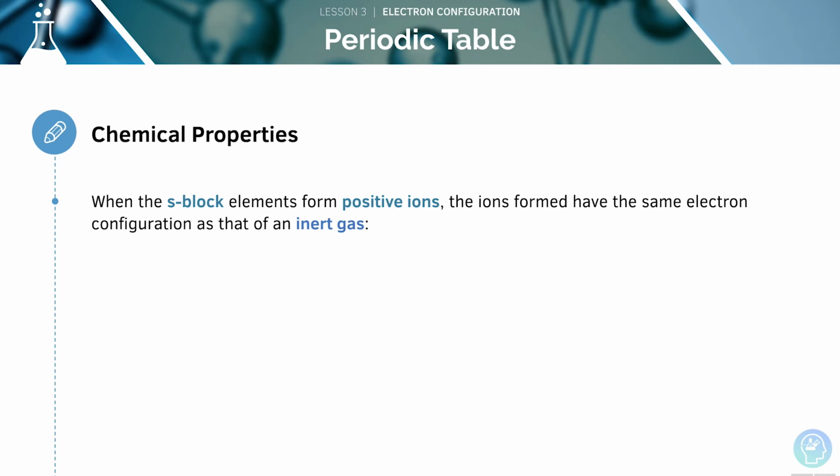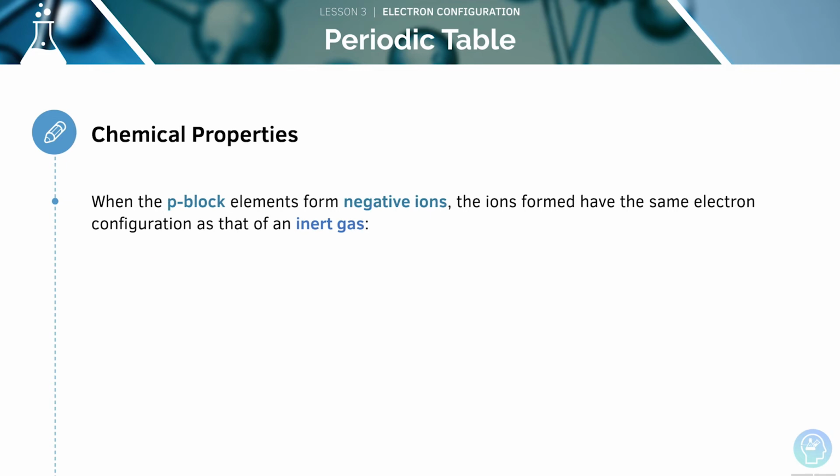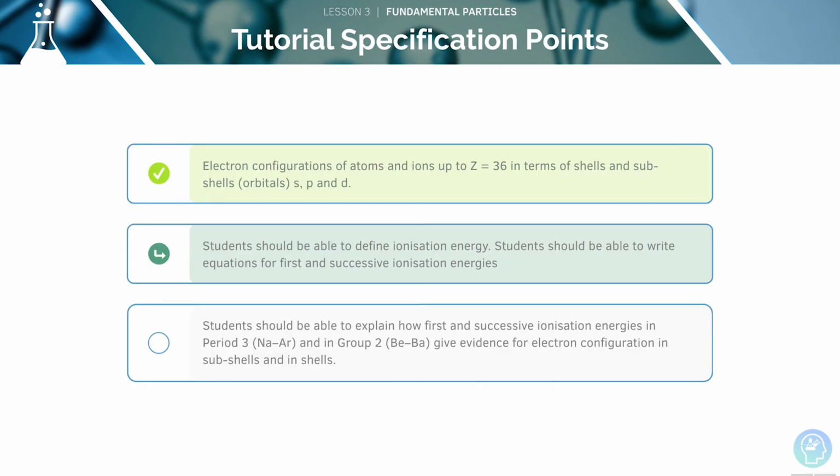When the s block elements form positive ions, the ions will have the same electron configuration as that of an inert gas. When potassium loses an electron, it will have the same electron configuration as argon. When the p block elements form negative ions, the ions formed will have the same electron configuration as that of an inert gas again. This is shown in the following example with nitrogen.